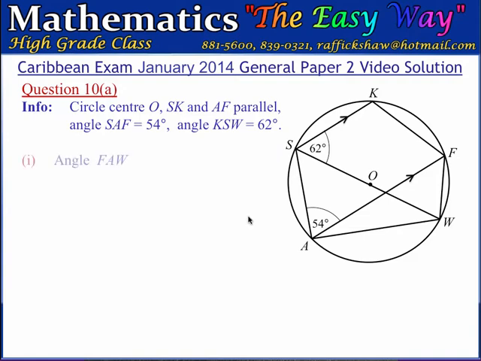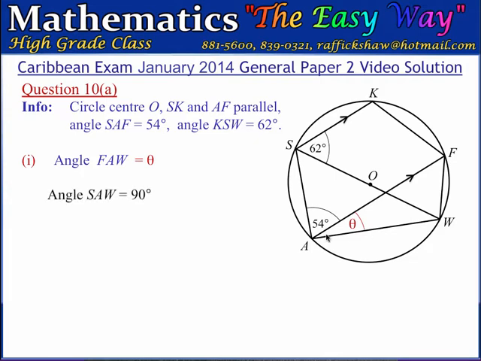Now the first part wants us to find angle FAW. That's this angle right here. Let's call that angle theta and mark theta on our diagram. And so that's the angle that we want. Now this angle theta is a part of the angle that is subtended by this diameter. That is, all of this angle is subtended by this diameter. And the angle subtended by a diameter is 90 degrees. And therefore 54 degrees here plus theta will be equal to 90 degrees.